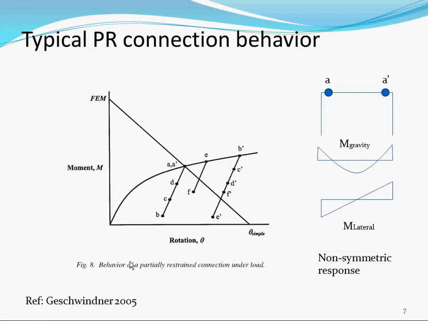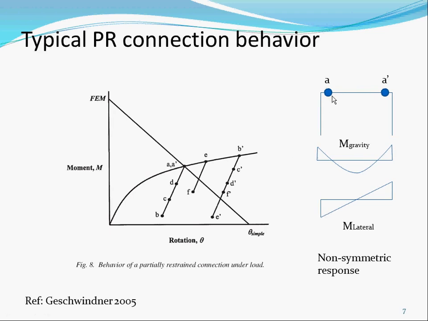So what's the problem with PR connections, or typical PR connections per se? When you look at the curve, there is no elastic. I wouldn't say no, there's very little elastic portion. So it yields right away when you do typical PR connections. If you have the two connections on either end, when you load it with gravity, you add on this side, you subtract on this side. So the moment adds here, so it's going to yield on this side first.